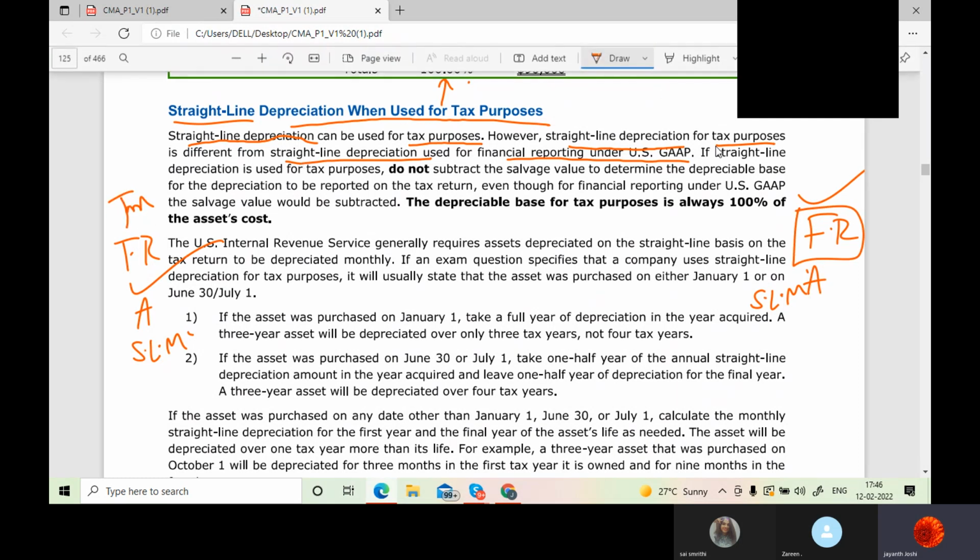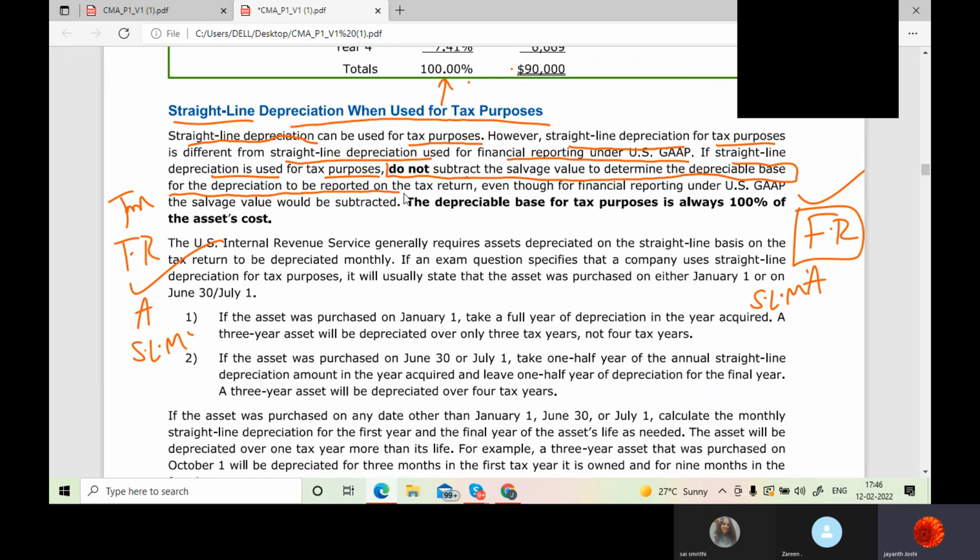Now, if straight line depreciation is used for tax purposes, this important point you need to understand: do not subtract the salvage value to determine the depreciable base for the depreciation to be reported on tax return.